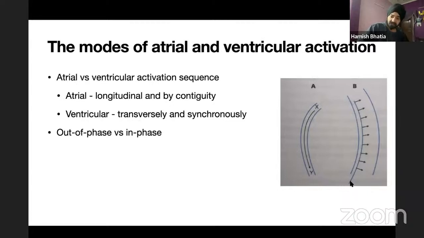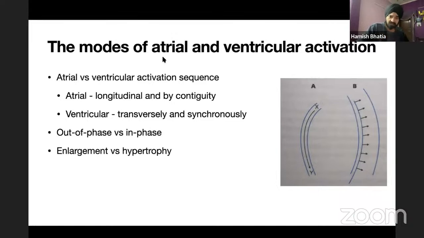While in the ventricles, the entire ventricular muscle mass gets depolarized at the same time, and the waves travel from endocardium to epicardium. So the atrial depolarization is longitudinal, while the ventricular one is transverse, going from endocardium to epicardium, synchronously. Since all the cells are getting depolarized at the same time, by the time one cell is ready for repolarization, all the cells are ready as well. That is why it is an in-phase activation. So the chances of a re-entry circuit are less in the ventricles. That is why ventricular fibrillation is less common and atrial fibrillation is more common. This is out of phase activation in the atria versus in phase activation in the ventricles.